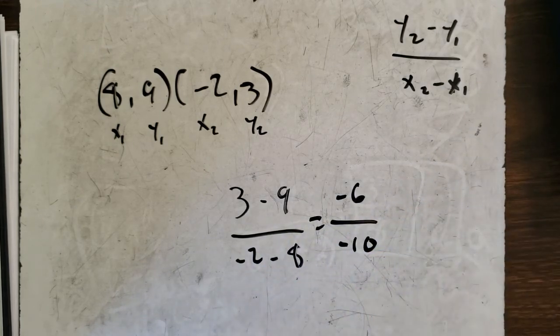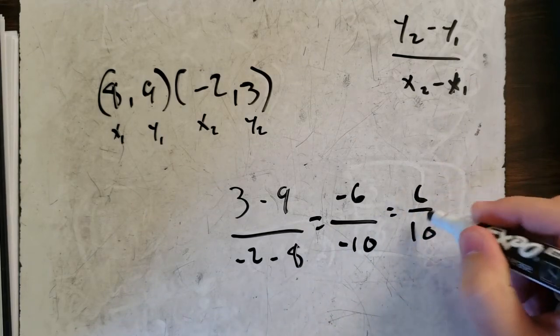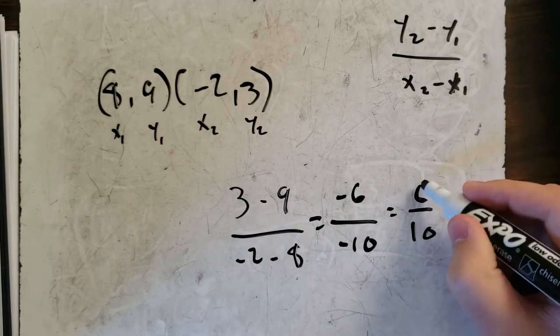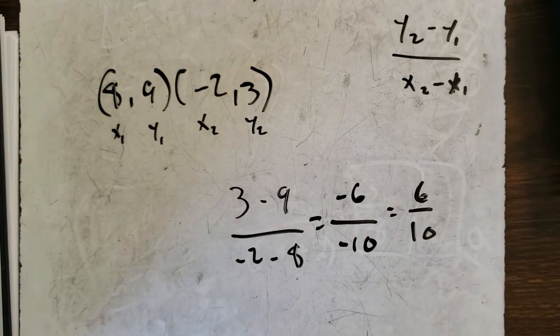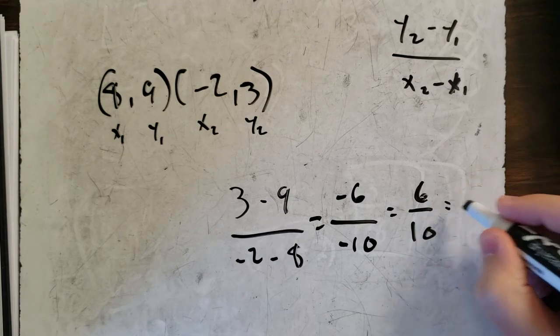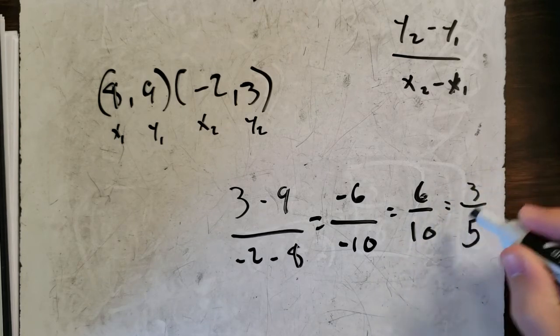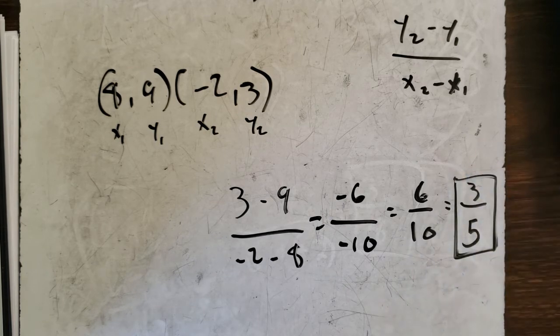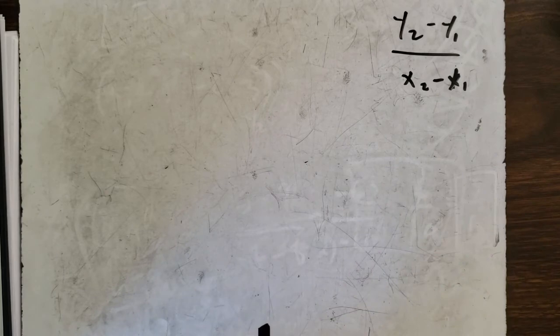Okay. Now remember, if we have two negatives here, it becomes a positive, and we can reduce this. We have 6 on top and 10 on the bottom. We know that both of those numbers can be divided by 2. If you divide each of those by 2, your final answer would be 3 over 5. And that's our final answer. Let's do one more example. It's a pretty simple concept. Once you start getting the hang of the formula, it's not that hard.